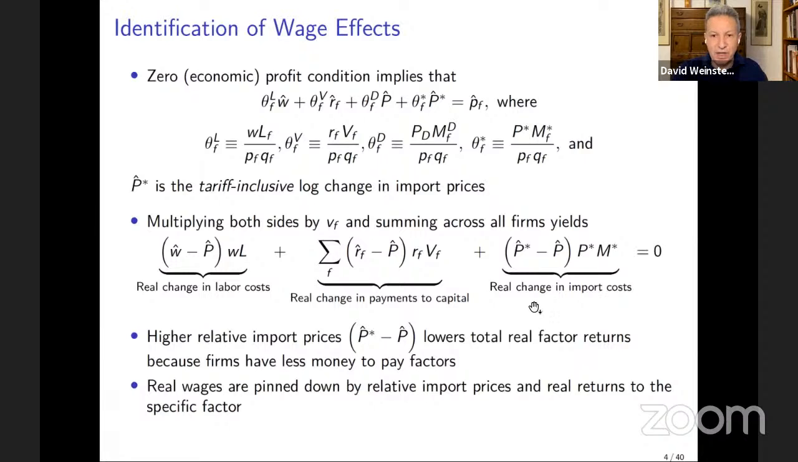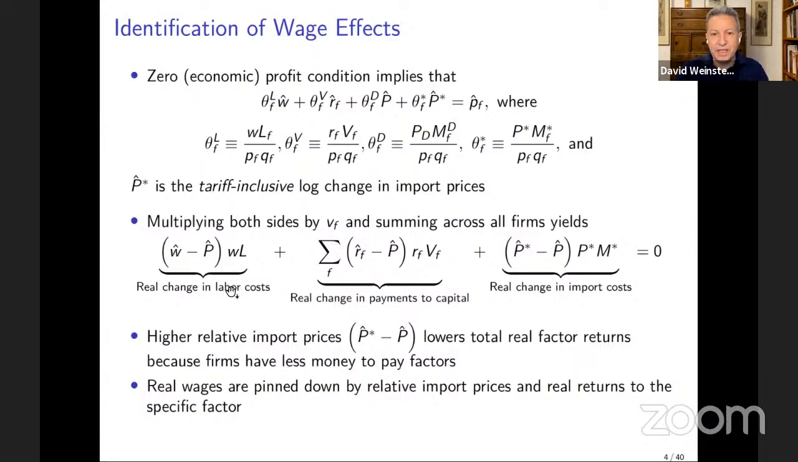So what happens in a trade war? Well, that's going to raise the price of imports over here relative to domestically produced goods. And so this term is going to be positive in general. And so what that means is that the sum of these other two terms, the labor costs and the capital costs, are going to have to be negative. Basically what that's saying is that if firms are paying more for imports, they have less money left over to pay workers and capital.